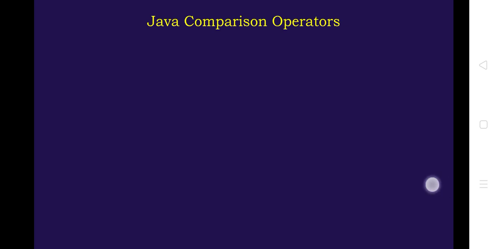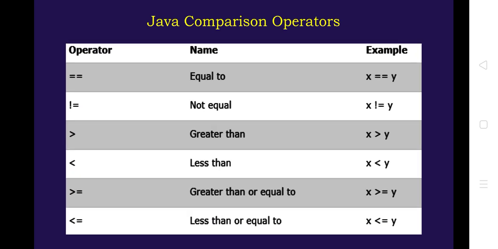And let us see the comparison operators. They are also called relational operators. So we know that there are 6 combinations: is equal to, not equal to, greater than, less than, greater than or equal to, less than or equal to. The example is given as x double equal to y.